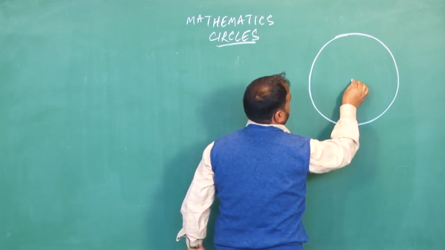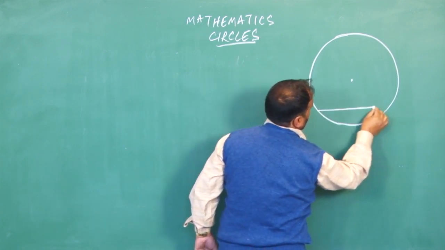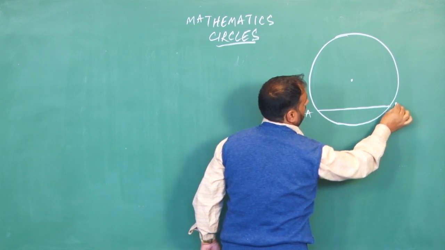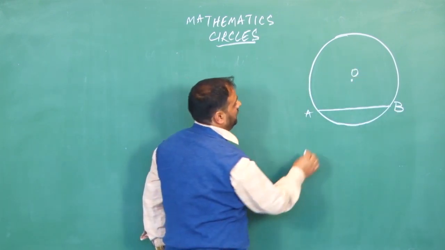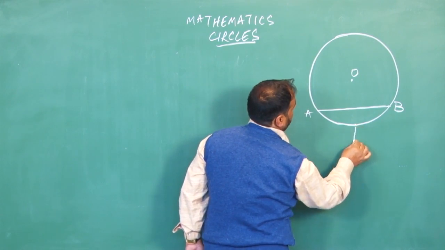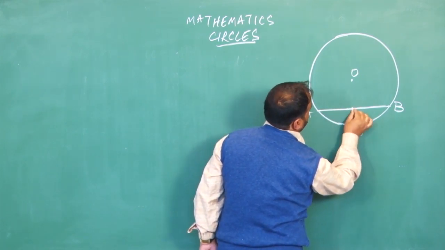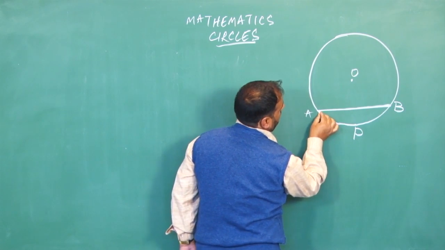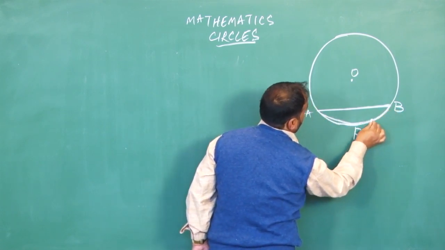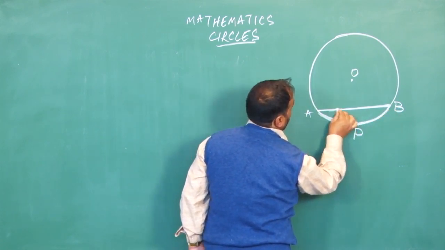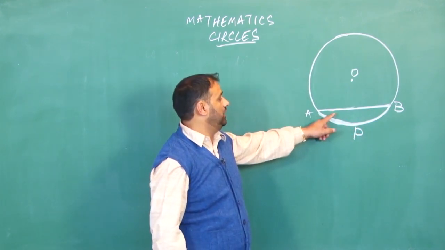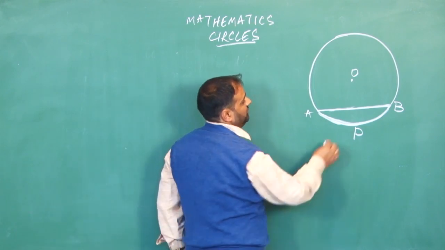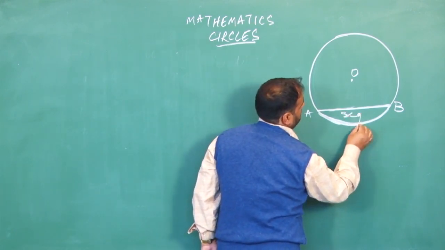This is the circle. If we take a chord AB, we find that we have two parts of that circle. One is the chord, another is the arc. This is the minor arc, and this is the chord. The area in between the chord and the arc is called segment. So this area is called segment.